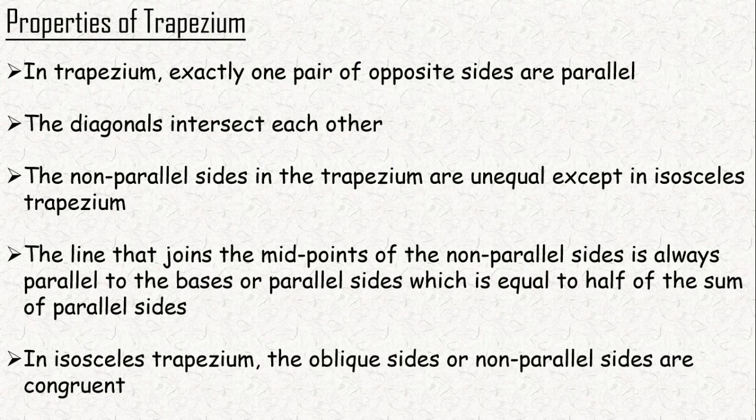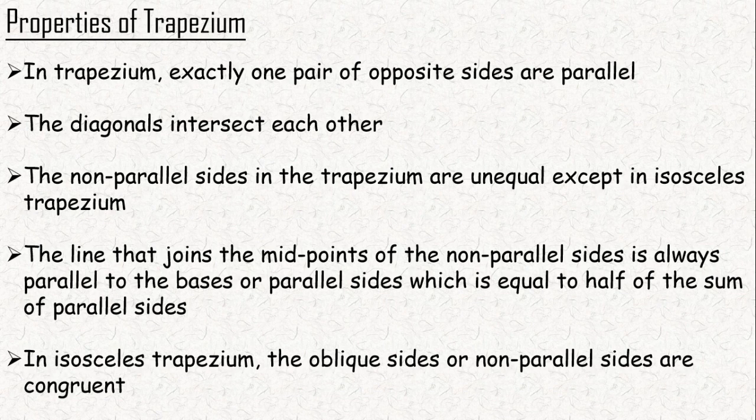Now let's learn about properties of trapezium. In trapezium, exactly one pair of opposite sides are parallel. Those sides are also known as bases, and diagonals intersect each other. This is common in all quadrilaterals. Next, the non-parallel sides in the trapezium, except in isosceles trapezium, are unequal. In all other trapeziums, that is scalene trapezium and right trapezium, oblique sides or non-parallel sides are unequal. It means they are of different measures.